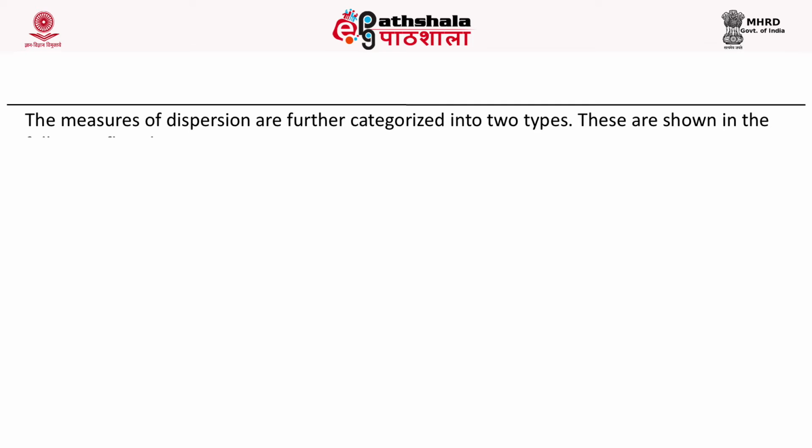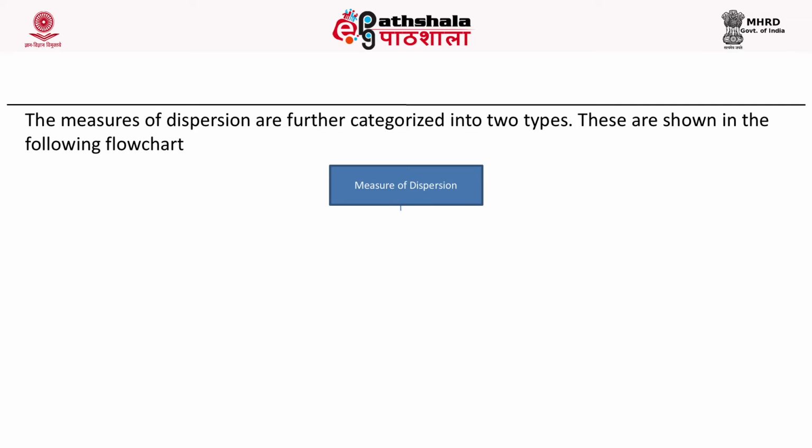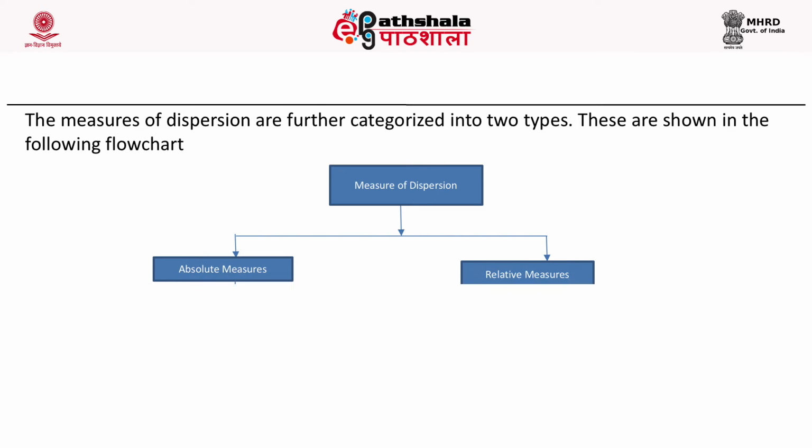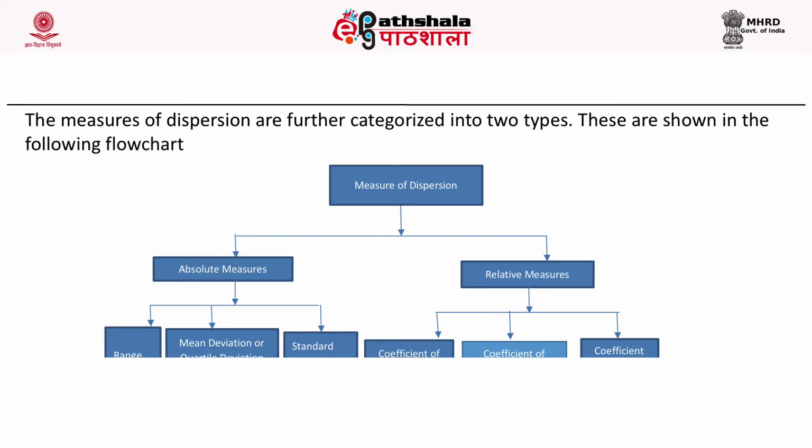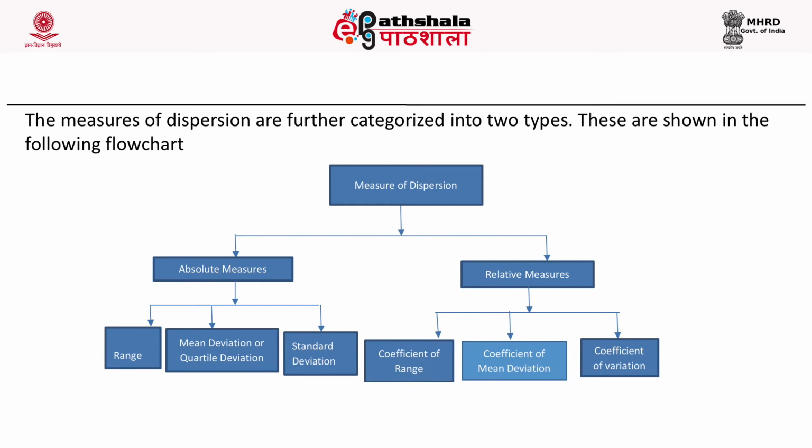The measures of dispersion are further categorized into two types. These are shown in the following flowchart. First, we have measures of dispersion that are further segmented into two parts. The first one is absolute measure, the second one is relative measure. Absolute measure is further categorized into different types of measures. These are range, mean deviation or quartile deviation, and standard deviation. On the other hand, relative measures are categorized into coefficient of range, coefficient of mean deviation, and coefficient of variation.